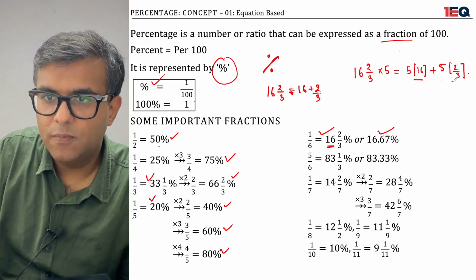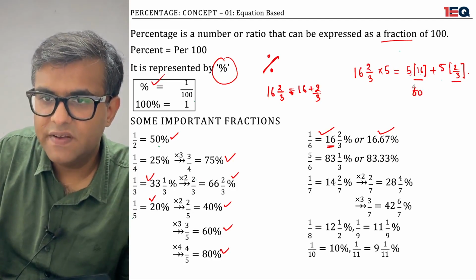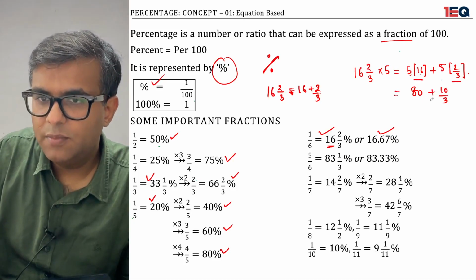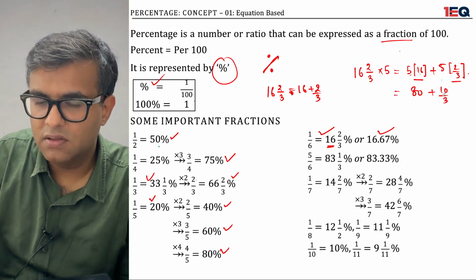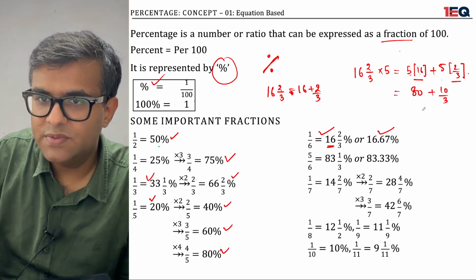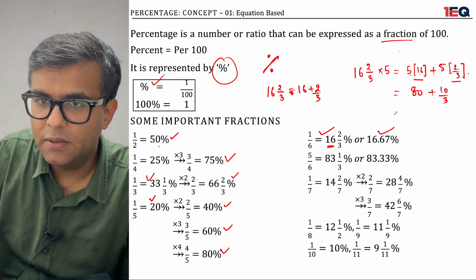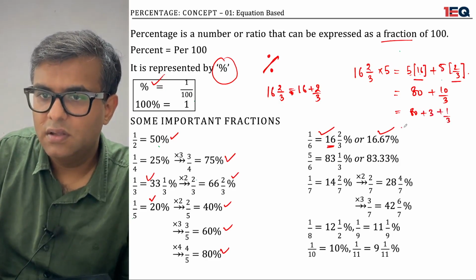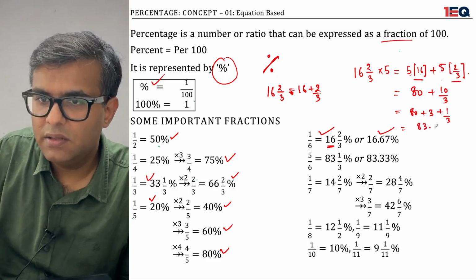I'll just show you how. 5 16s are 80, or 16 5s are 80, plus 5 2s are 10, 10 upon 3. 10 upon 3 is further splittable into 3 times 3 and 1 being left behind. This 3 times 3 would come out and would be represented as 80 plus 3 plus 1 by 3, and the answer would be 83 1 by 3 percent.